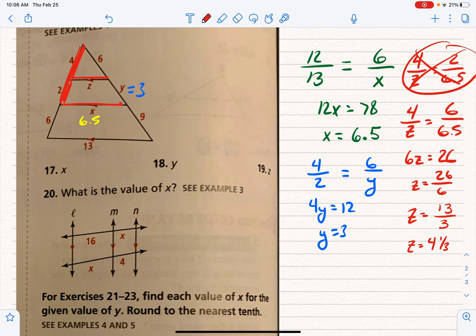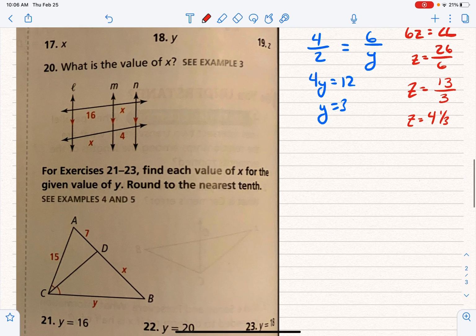All right, so we got 17, 18, 19. Now let's look at the second part. It says, find the value of x. Now this one can get a little bit weird, but we did those problems with the triangles having x squared, so hopefully this one didn't freak you out. I'm doing number 20. X is to 16 the same way that 4 is to x.